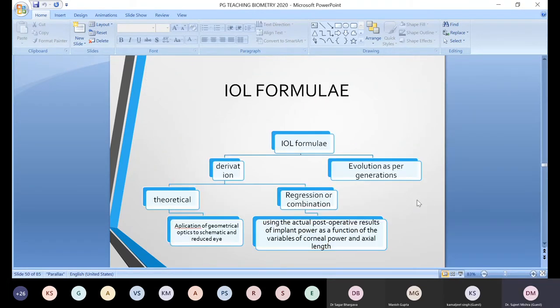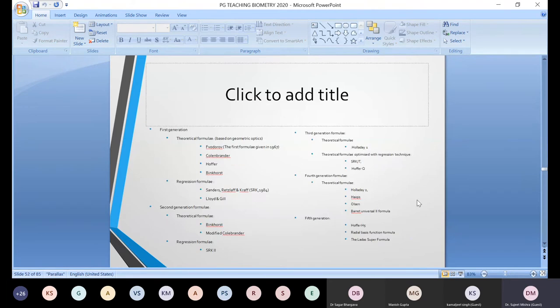Now for IOL power formulas, broadly you can categorize them into derivation based or evolution as per generations. On derivation based, it can be theoretical or a regression. So this is the long list which you will have to read theoretically. I'm not going to enumerate each and every one. This is there in the book. I want to give you an overview so that you don't get scared by looking at so many names.